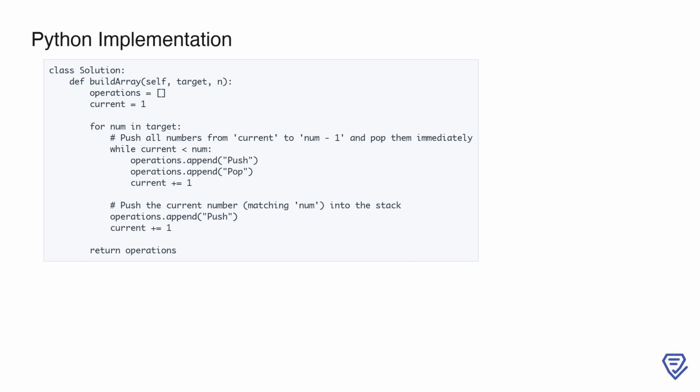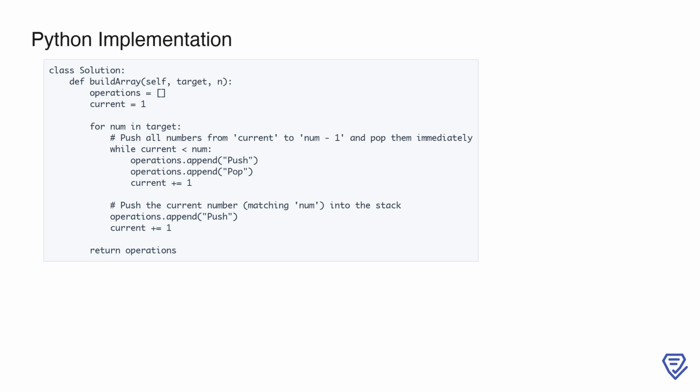2. Iterating through the target array. A for loop iterates over each number in the target array. The goal in each iteration is to simulate the process of pushing numbers into the stack until the number is reached. 3. Handling numbers not in the target array. Inside the loop, a while loop runs as long as current is less than number. For each iteration, the push operation adds the current number to the stack, and the pop operation removes it immediately since current is not part of the target array. After each pair of push and pop, current is incremented.